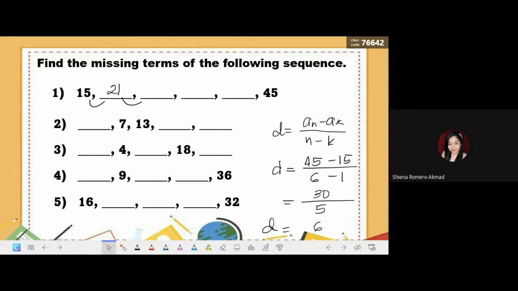Naiintindihan mo na ba yung paggawa ko ng power mo? Yes, Ashley. 6 po. Anong difference nito? Ito ay 6. Halata naman. So we'll have, tama si Camilan, 1, 19, 25. How about number 5? Ay, number 3.